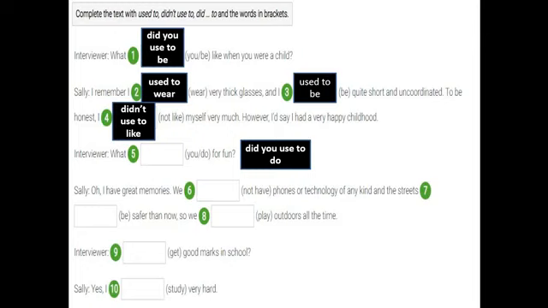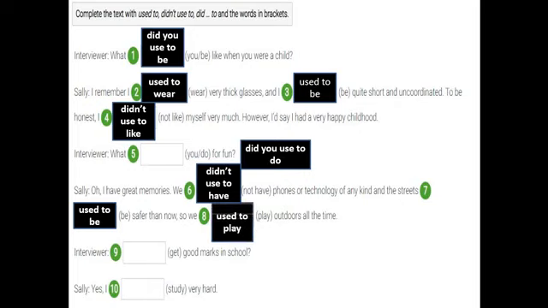Sally: Oh, I have great memories. We, between brackets, not have. We didn't use to have phones or technology of any kind. And the streets, the verb to be in between brackets, and the streets used to be safer than now. So we used to play outdoors all the time.